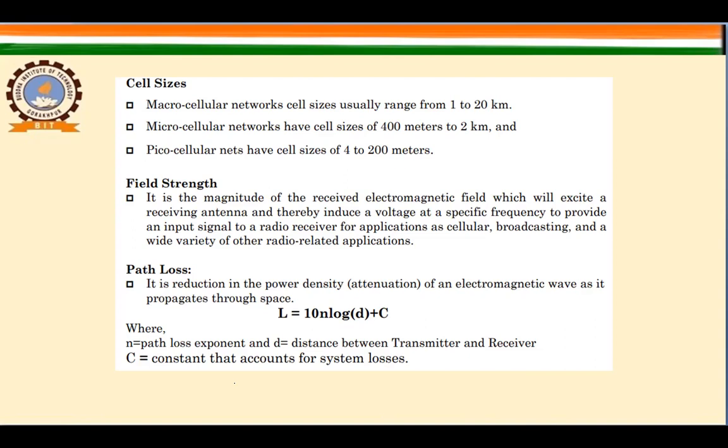The field strength is the magnitude of the received electromagnetic field, which will excite a receiving antenna and thereby induce a voltage at a specific frequency to provide an input signal to your radio receiver for applications such as cellular, broadcasting, and a variety of other radio related applications.